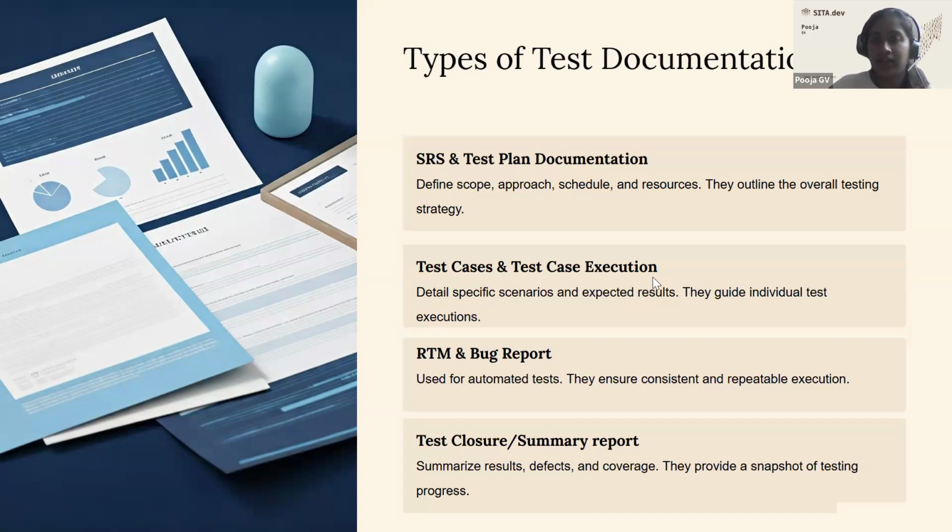After the execution, each test case will be pass or fail. And if a test has failed, then we document it, and that documentation we call a bug report. We have proper templates for each of this documentation that we follow, which I'll share soon. And this RTM is the requirement traceability matrix. This documentation we are mainly preparing in order to map the requirements to the test cases.